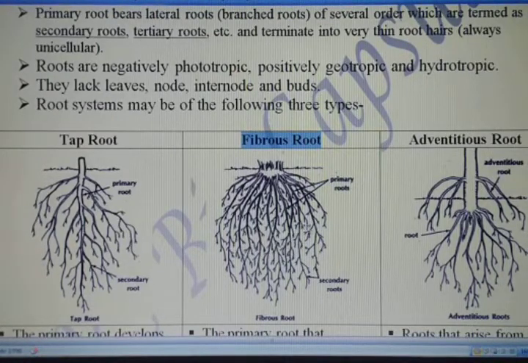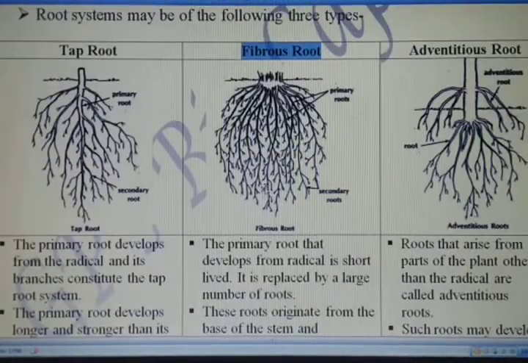Now in this, you cannot find the main root over here. All the roots that develop from the base of the stem almost look alike. So they can be considered primary roots, and when the branches develop, they can be called secondary, tertiary, and later on terminate into root hairs. That means fibrous roots also develop from the radicle, but they live for a short period, and after that from the base of the stem some roots develop, and these roots form a fiber-like structure. So you can see over here in the figure, this is called what?